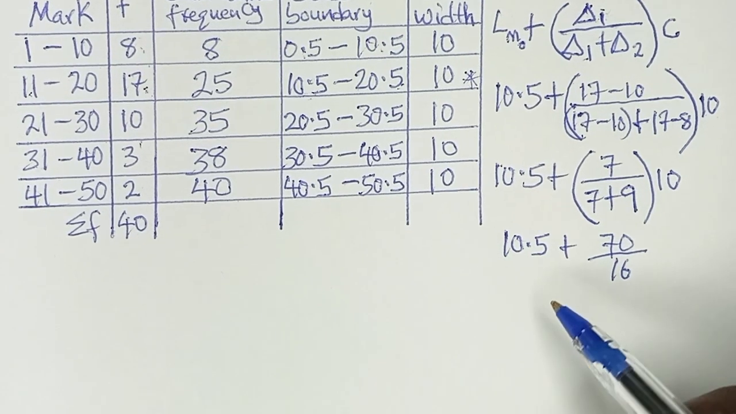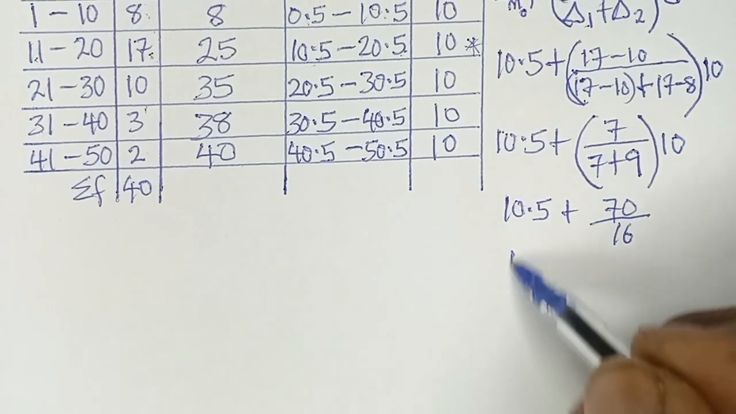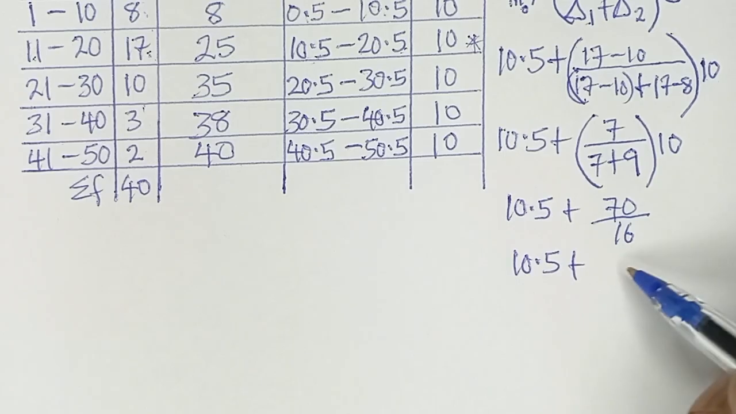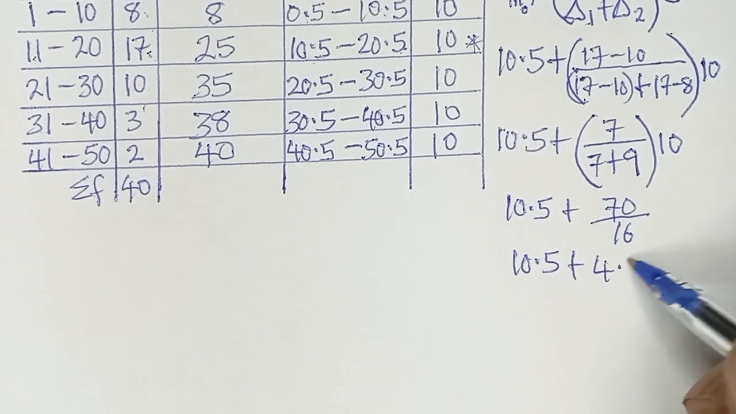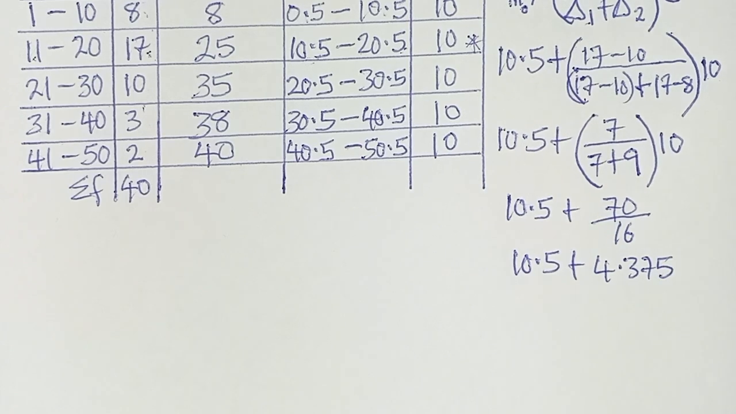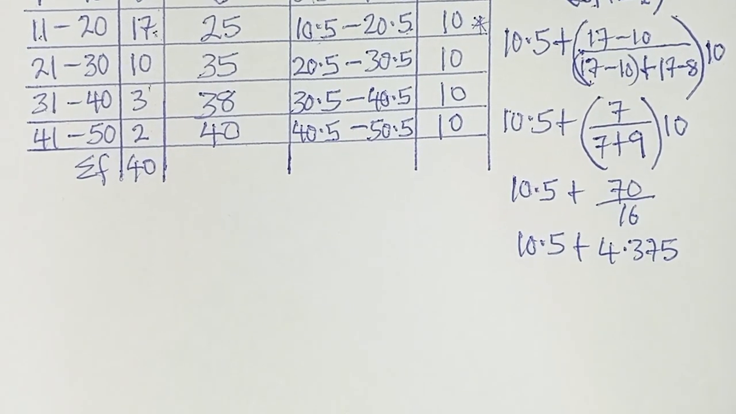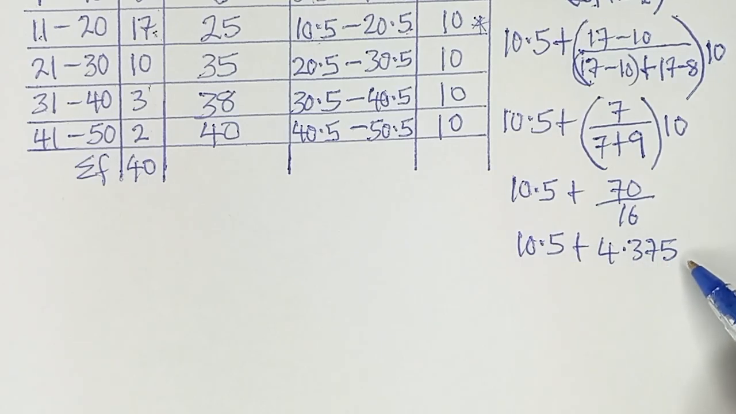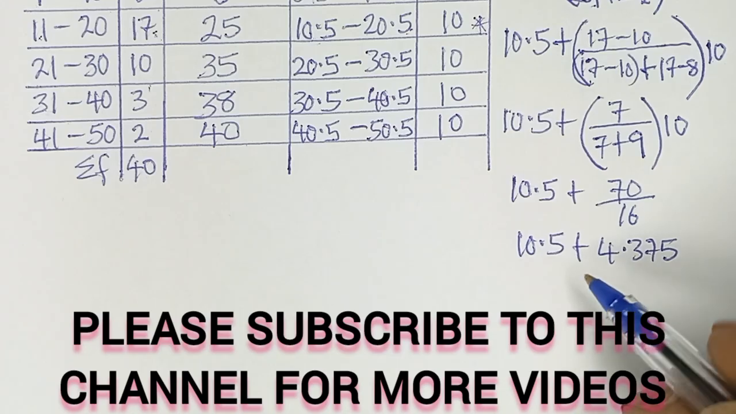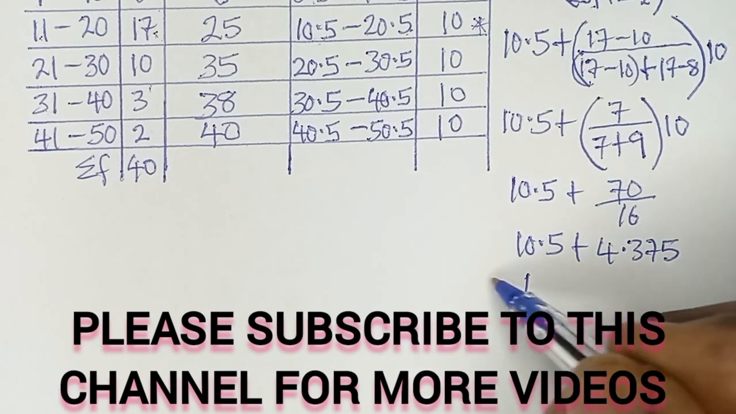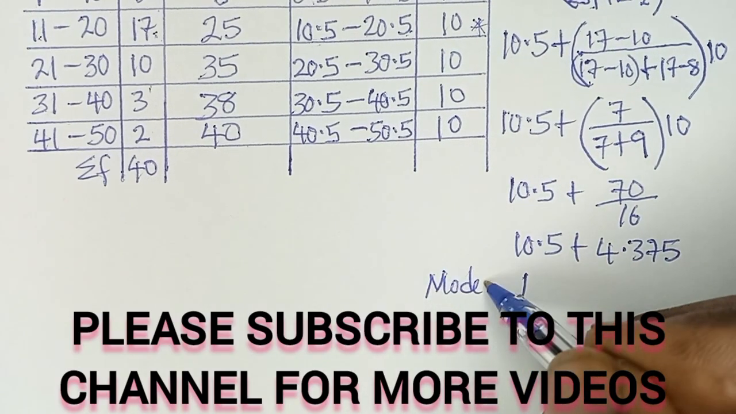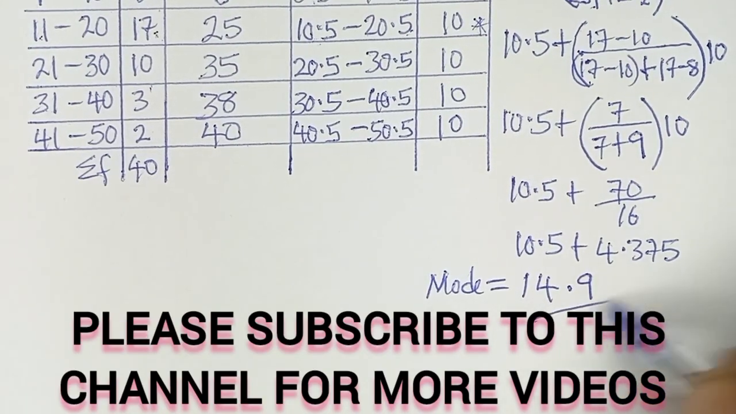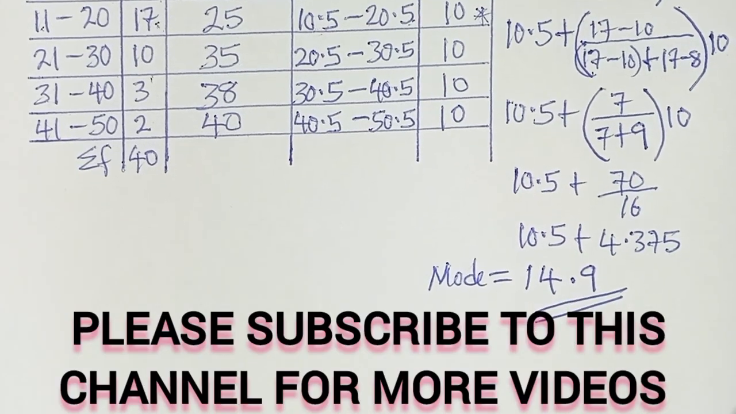So I now have 10.5 plus 70 divided by 16, which will give us 4.375. So by the time I add those two values, that is 10.5 added to 4.375, it is going to give me 14.875. So finally, I can say the mode is equal to 14.9. And this is the mode of the data.